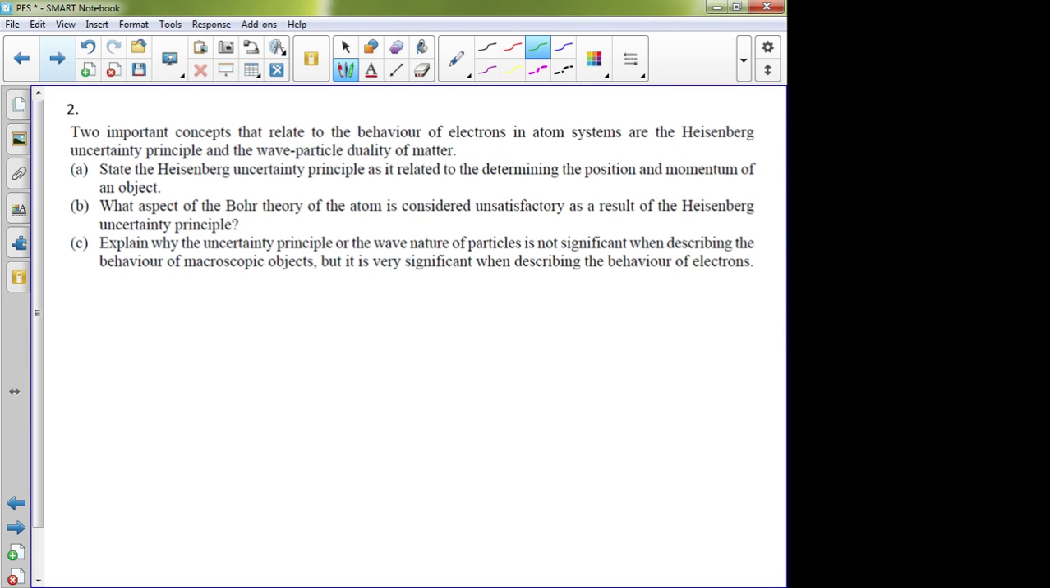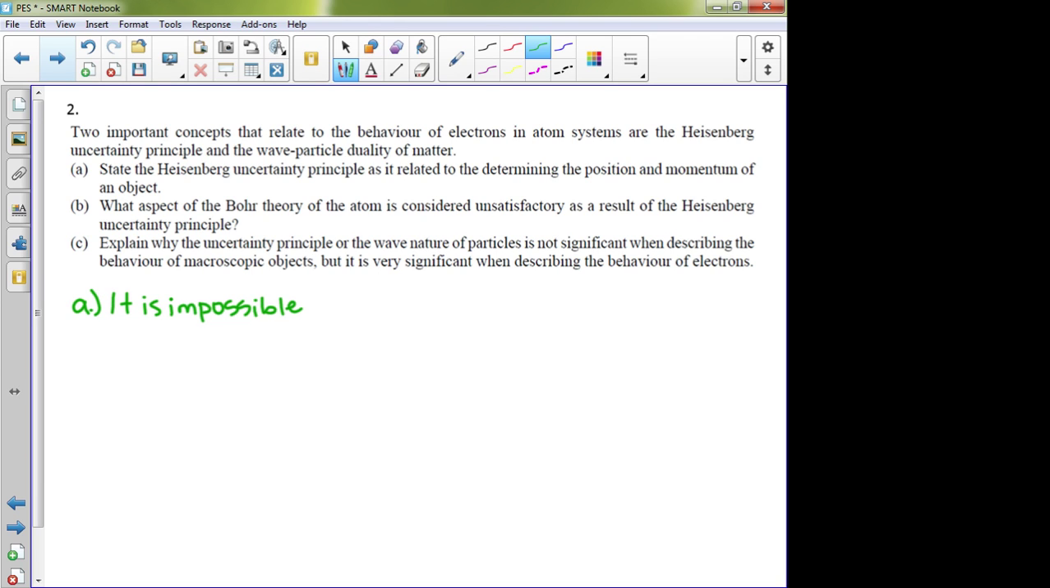2 important concepts that relate the behavior of electrons in atom systems are the Heisenberg uncertainty principle and the wave-particle duality of matter. A says state the Heisenberg uncertainty principle as it is related to determining the position and the momentum of an object. What do we know about the Heisenberg uncertainty principle? If you want to define the momentum of an electron, you have to forego knowledge of its exact position at the time of the measurement.